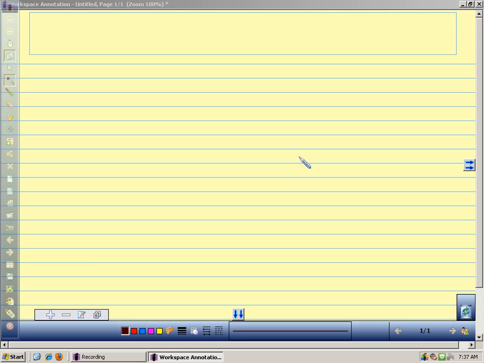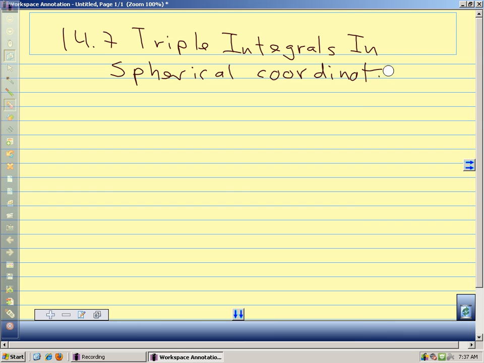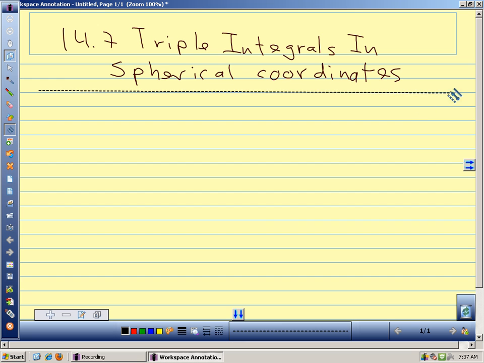All right. We're going to talk about spherical coordinates, triple integrals in spherical coordinates. So let's remember spherical coordinates. Just a reminder how they work.